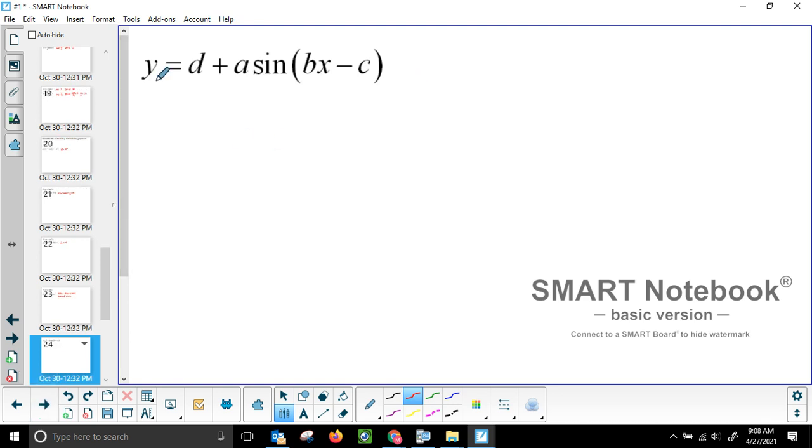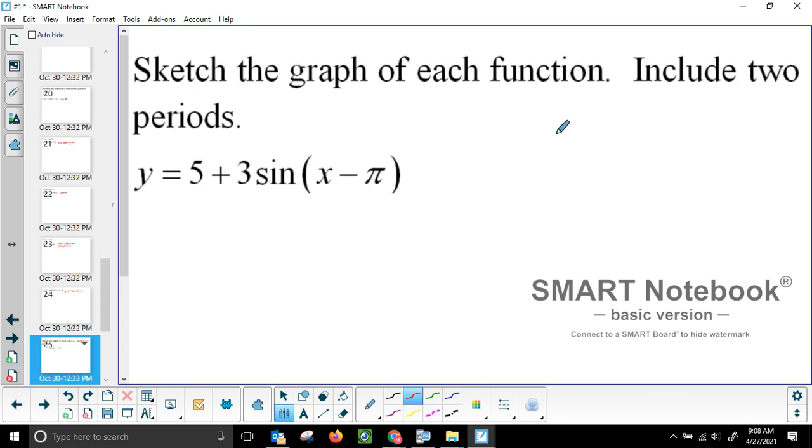All right, so here is, we already wrote this down, right? This is just the standard form. I personally much prefer this. All right, so sketch the graphs of each function and include 2 periods. All right, so here we have most everything.